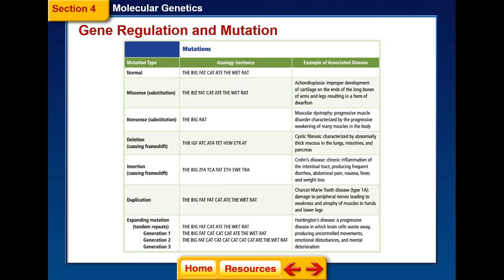So here you see, and I'll let you dig into this on your own, but here you see the mutation type. And here's the normal sentence. Think of it as: the big fat cat ate the wet rat, okay? And with these different mutations, notice they're 3 letters each. Each word would be an example of a codon.